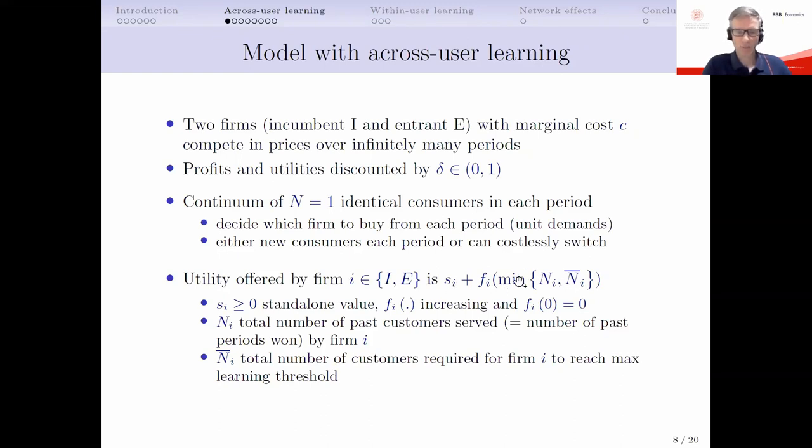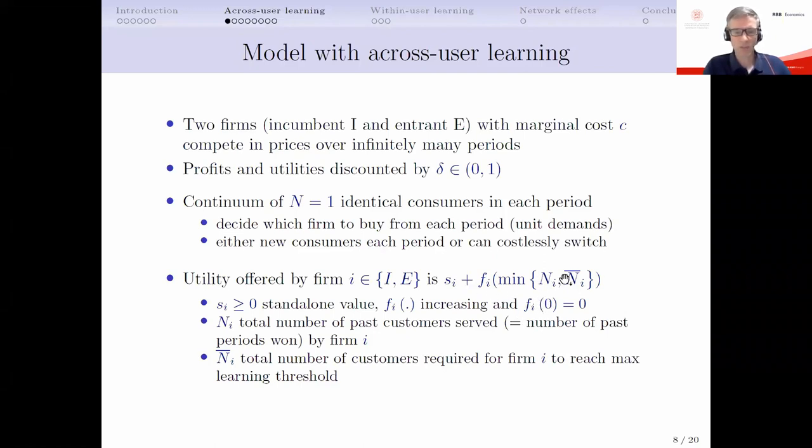And then there's this learning function. So FI is the learning function. It can be different across the two firms. And it's increasing in the amount of data. So NI is the measure of past consumers that firm I has served, which turns out to be the number of past periods that I has won. And NI bar, upper bar, is a threshold level above which there's no further learning. So as firm I gets more and more customers, its value is increasing, but at some point the learning is exhausted and there's no further learning, and that's the threshold value. And that threshold value can be as high as you want, so it's in some sense not very binding.